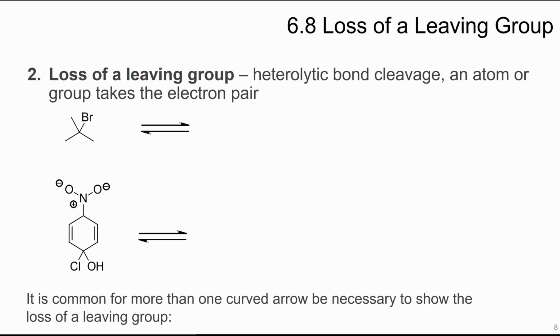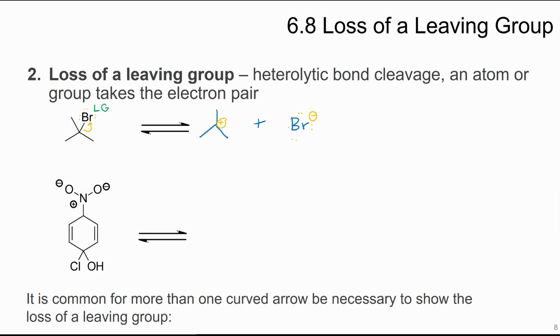The next is loss of a leaving group. This involves a heterolytic bond cleavage where an atom or group takes the electron pair. In English, we have a leaving group, and that's going to get lost. So the electrons from this bond here can go on to the bromine. So we get this here plus the bromine. So when these electrons came out and went onto the bromine, this left this carbon deficient. So now it becomes positively charged, or a carbocation, and that bromine got an extra pair of electrons. So before it had 3, now it has 4. So this is loss of a leaving group.